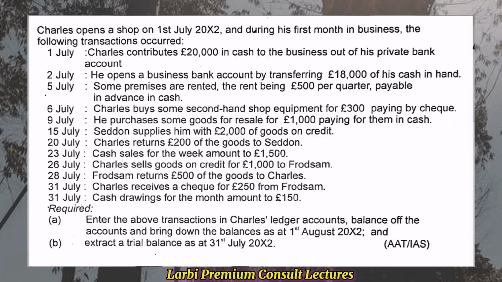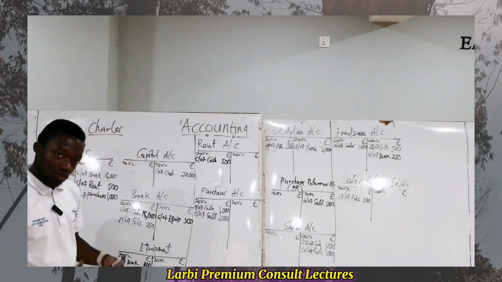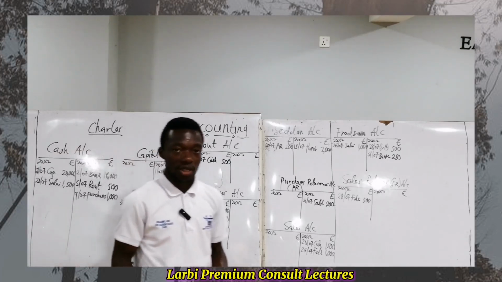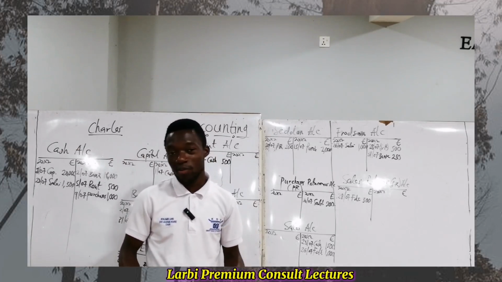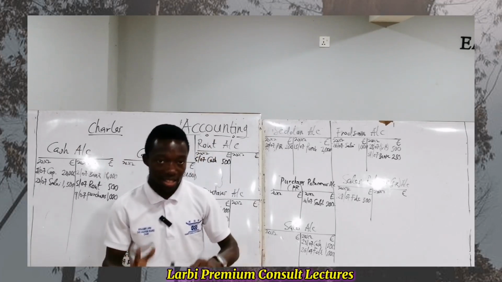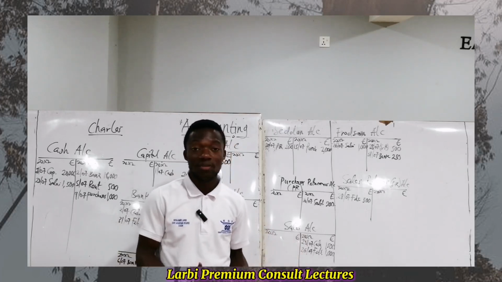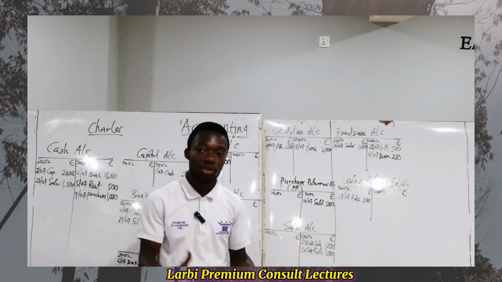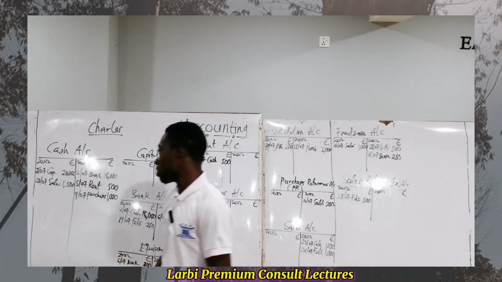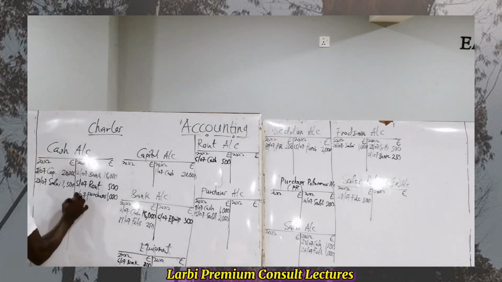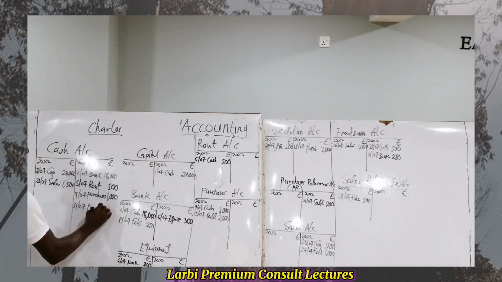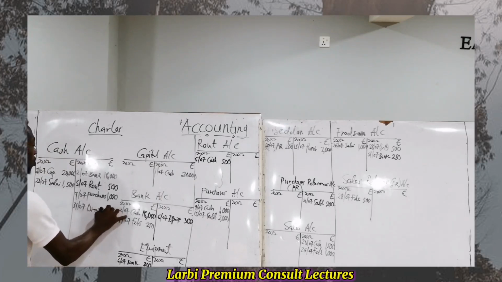Then, the last transaction, cash drawings for the month amount to 150 euros. So here, Charles reduced some of the cash that he used to run the business for his private or personal use. That means cash as an asset is going out, and drawings is receiving for his own personal gain. So we are going to debit drawings account and we credit cash account. What was the date? We were told that was 31st of July. So we write in here drawings. The amount involved was 150.